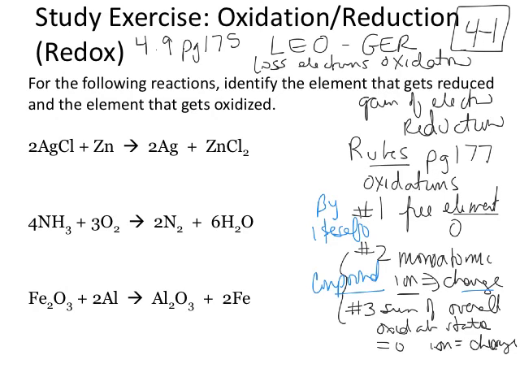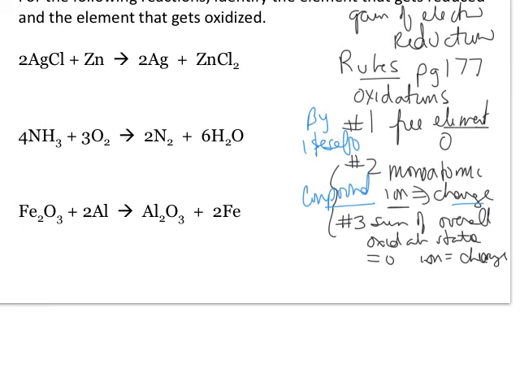And then number 4 of the rules: metals are always going to be a positive oxidation state, oxidation number. And if they're group 1A, it's going to be +1. If they're group 2A, it's going to be +2. You had to memorize a lot of this already when you were writing ionic compounds.